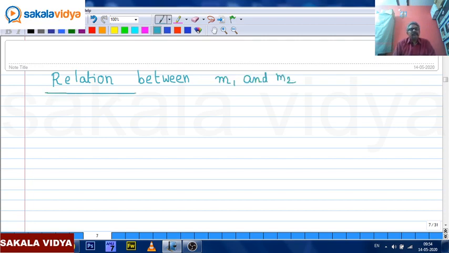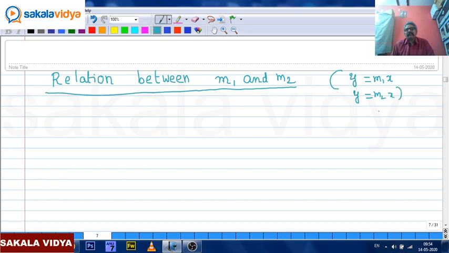So this needs to be discussed now. Suppose your separate lines are y is equal to m1x, the second one is y is equal to m2x. Both represent a pair of lines. Relation between m1 and m2.